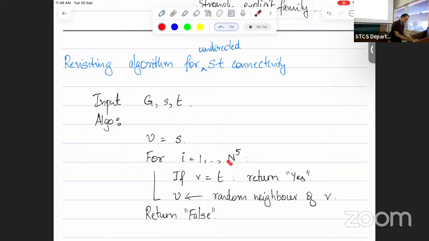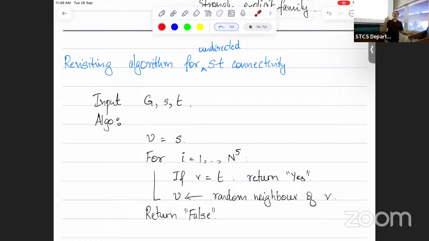So what is this algorithm? Maybe instead of n power 5, put some other larger polynomial. But basically, you are just taking a random walk of some length, and waiting to see the vertex T. If you have seen the vertex T, you say S and T are connected because I started the walk at S. And if in this many steps I don't see T, I return saying S and T are actually not connected. I'm not particularly careful about what this n power 5 is. We just saw last time that for some suitable power of n, this algorithm ought to work.